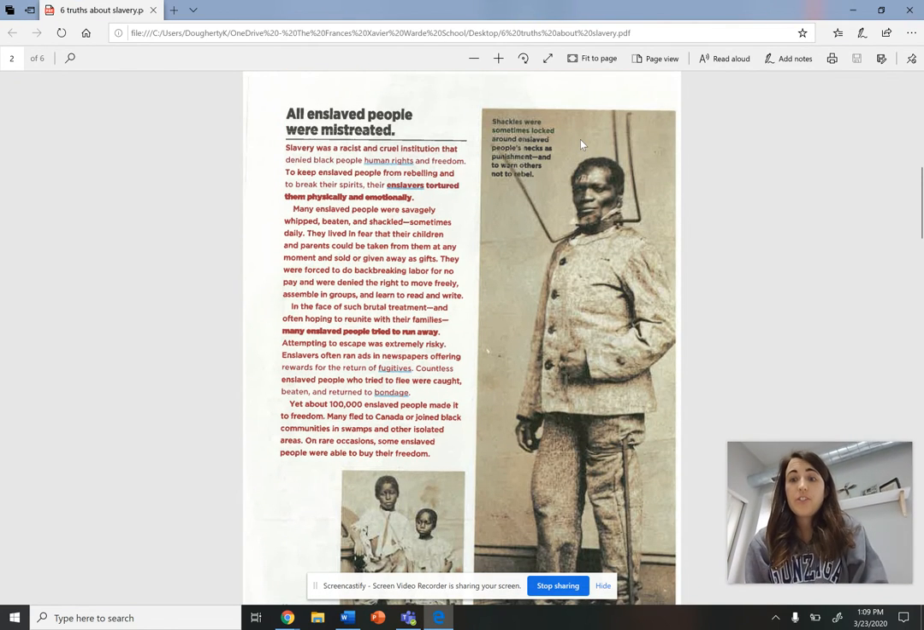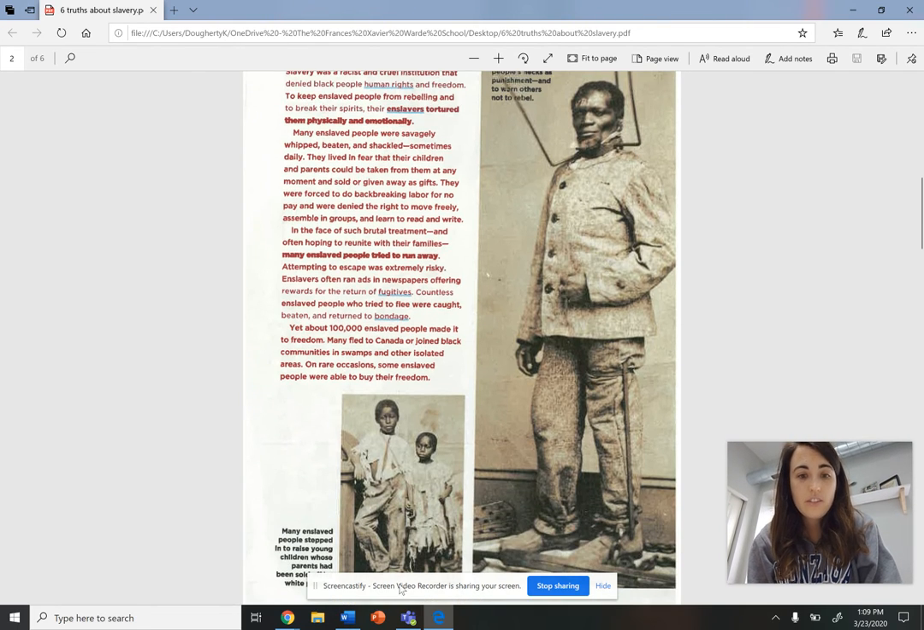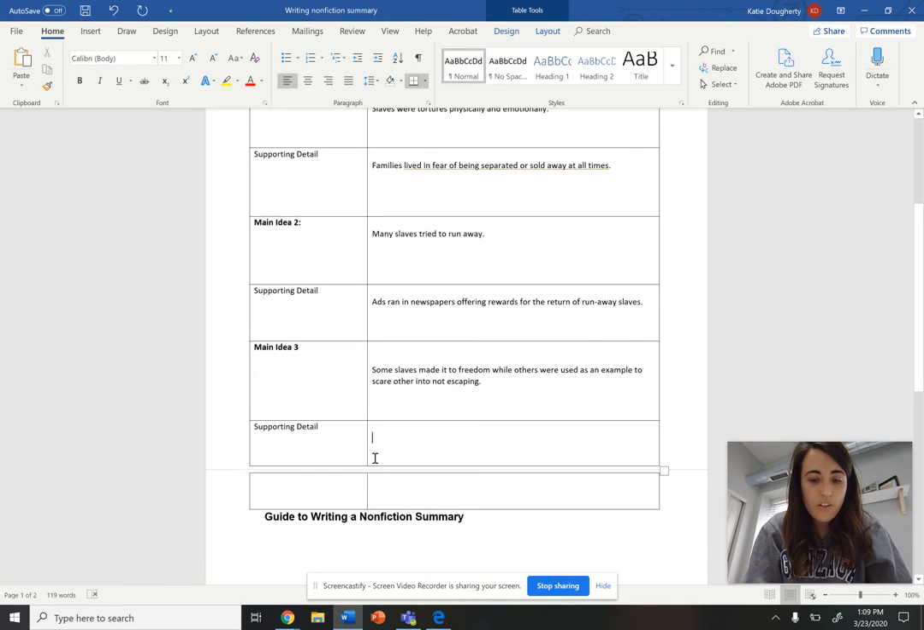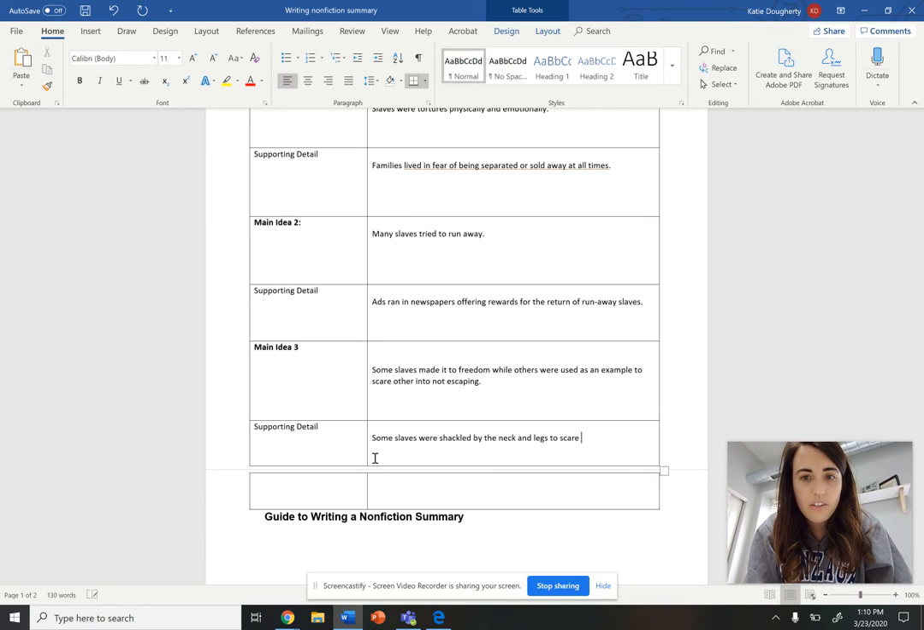I think I can use this text feature here. This proves that what actually happened to those slaves, to use them as an example, is that they were shackled around their neck and their legs to scare others. Slaves were shackled by the neck and legs to scare off other slaves thinking to do the same.